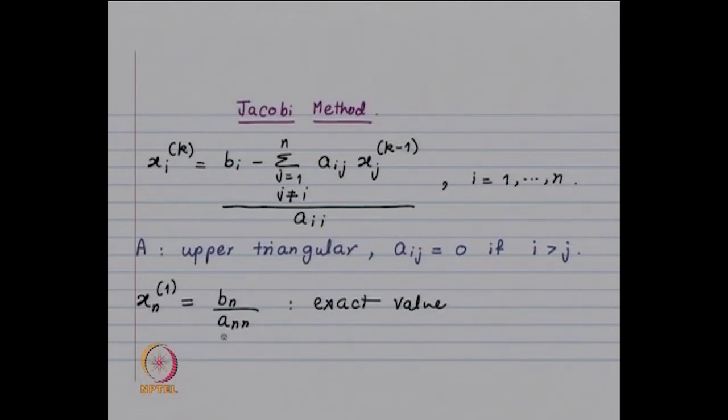So, whatever your initial approximation, for the nth component you have already obtained an exact value. We start with some approximation x 1 0, x 2 0, x n 0. We calculate the Jacobi iterate, and we get the iterates x 1 1, x 2 1, x n 1, of which the last component x n 1 is going to be the exact value if your matrix is upper triangular.